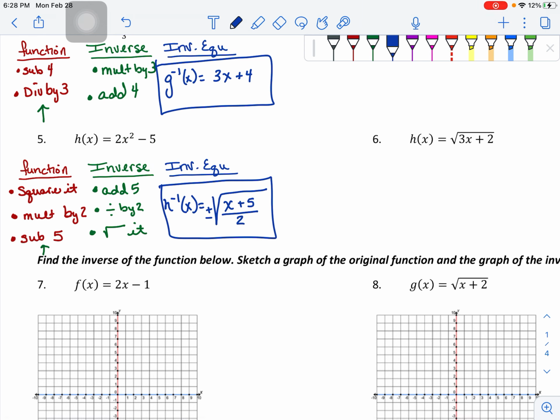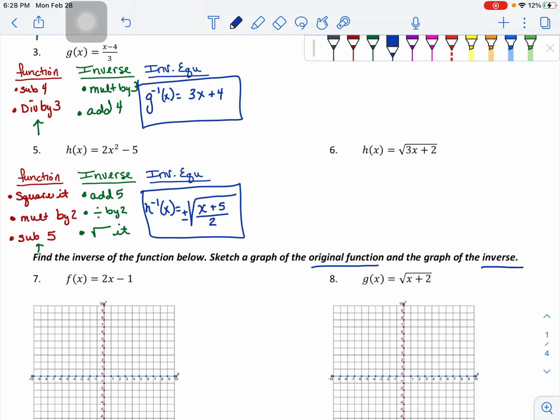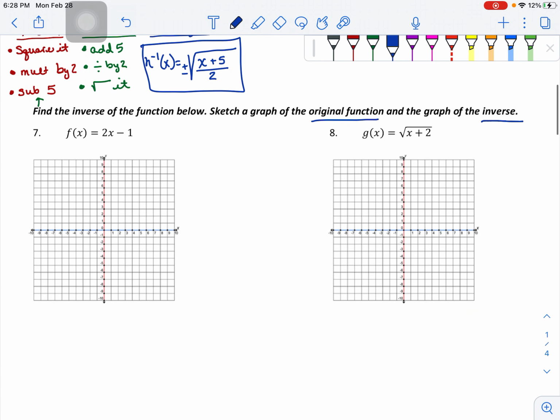Number 7 wants the same thing. Okay, we're going to find the inverse, but then we're going to sketch a graph of the original function and the inverse function. Okay, so first let's do our 3 kind of columns, the function, the inverse, and the inverse equation.